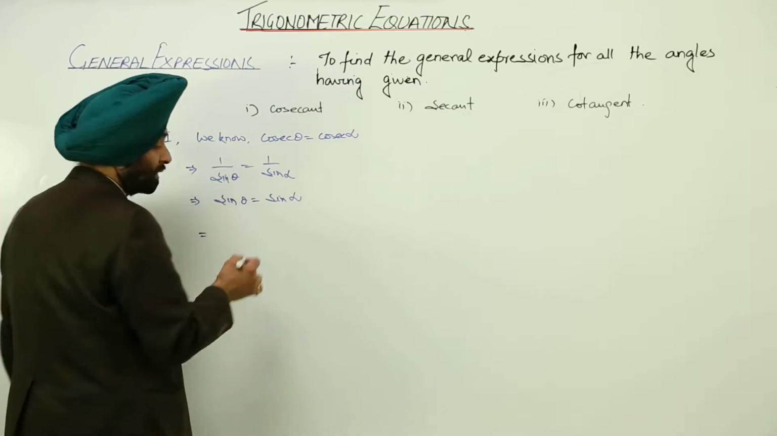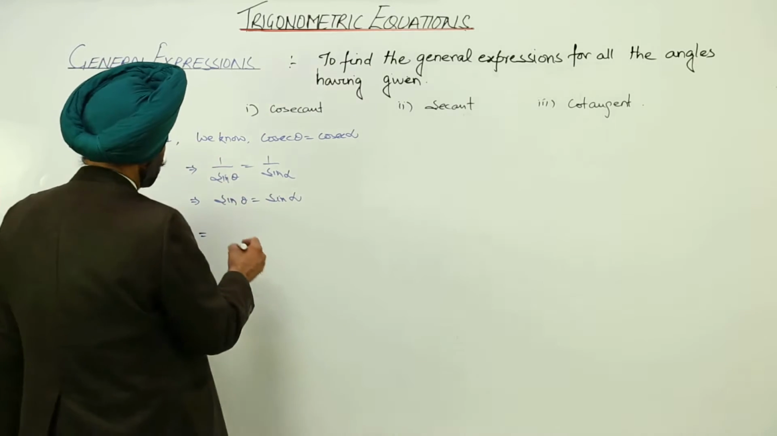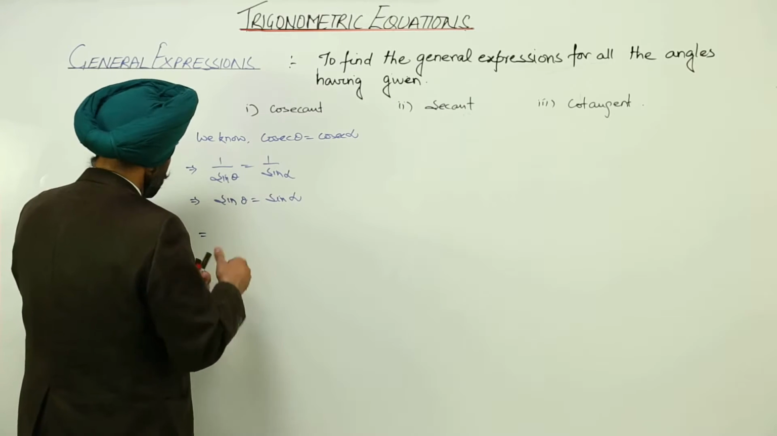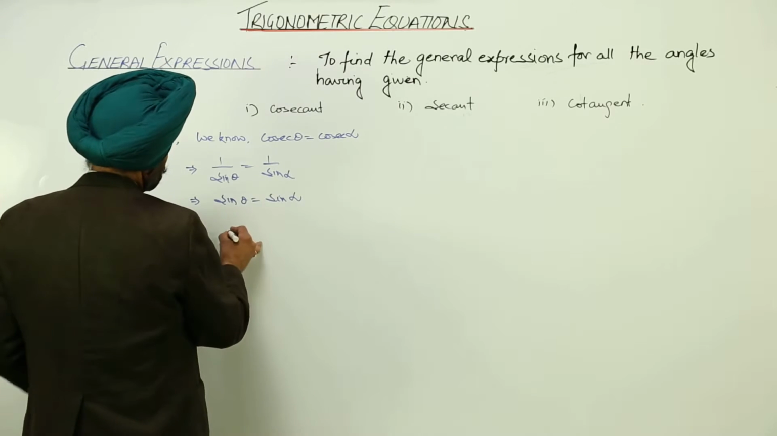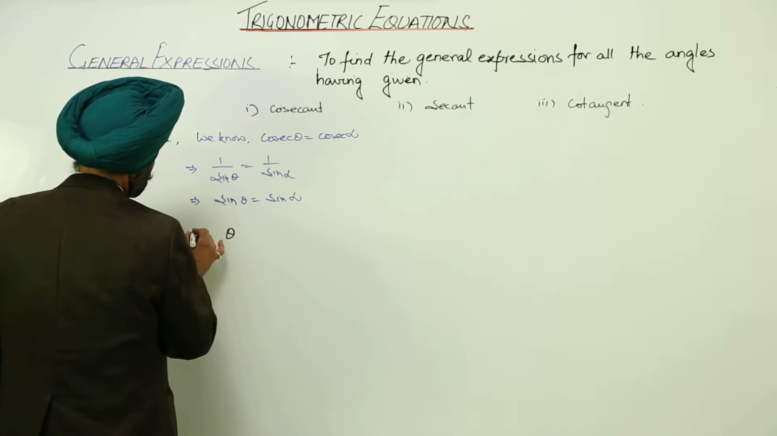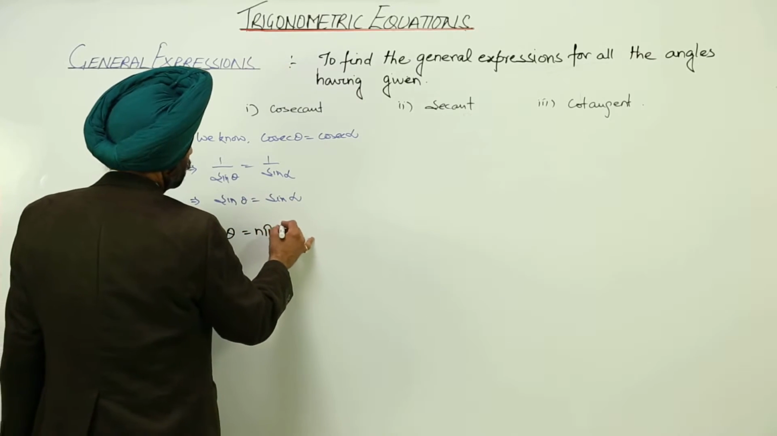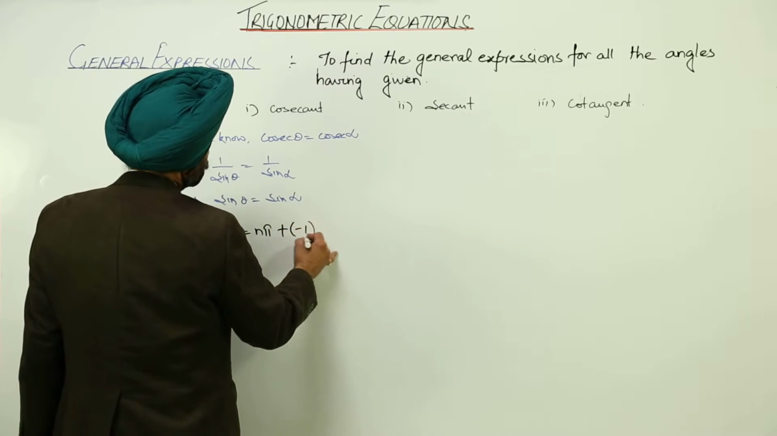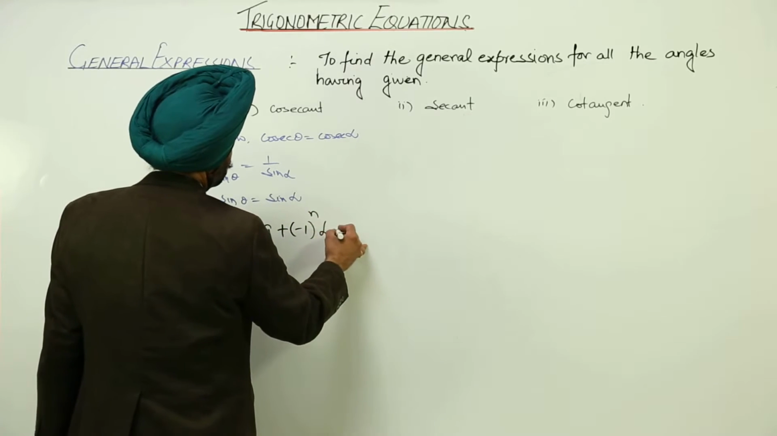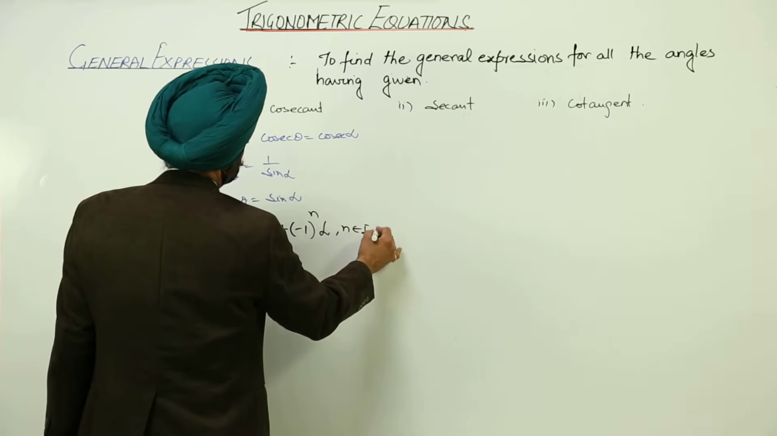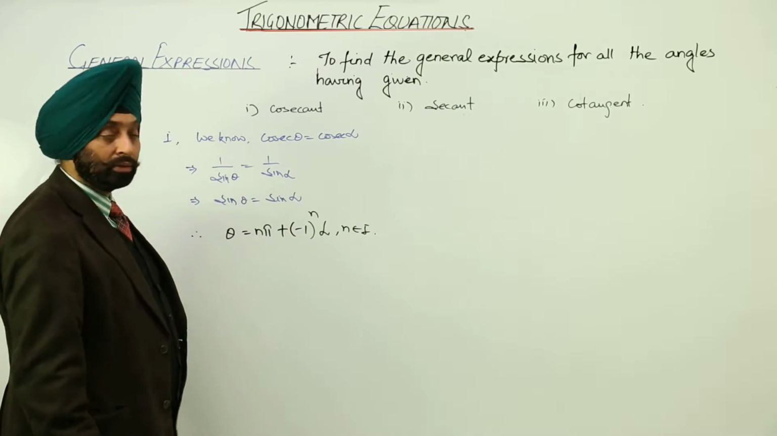Now when sin theta is equal to sin alpha, what we were having? We were having here, therefore theta is equal to n pi plus minus 1 raised to power n with alpha, where n belongs to I.